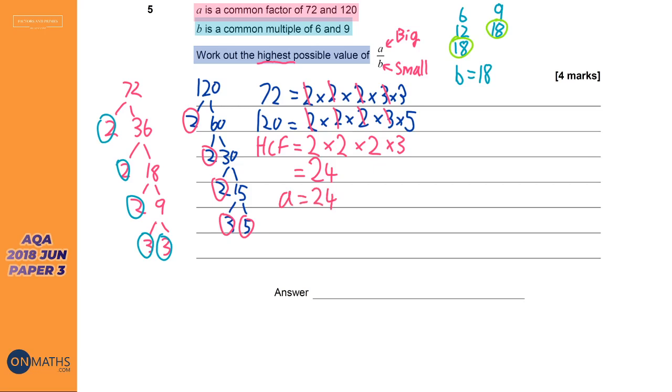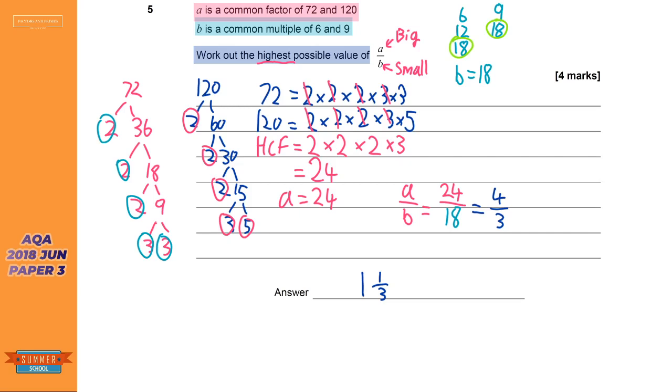Now it says work out the highest possible value of A over B, so we've just got to finish it off. So A over B equals, well, B is 18 and A is 24. So A over B will be 4 over 3, or I suppose I could write 1 1/3. I'm pretty sure 4 over 3 would be fine. If you did it on a calculator, you'd get 1.3 recurring, so that would be a fine answer. And yeah, so quite a tricky little question there.